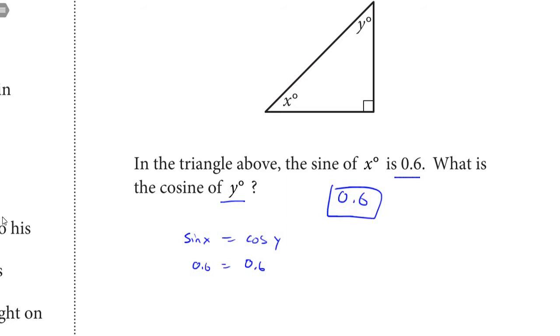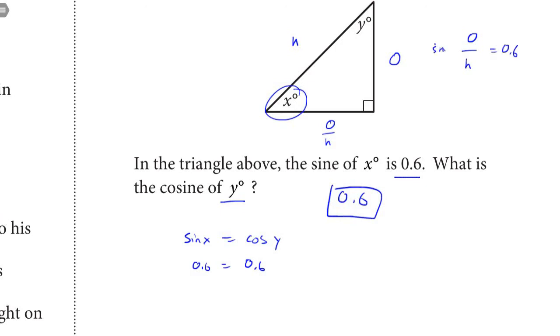So sine of x, and we know that sine is opposite over hypotenuse. So which is the opposite side of this x? It is this one, and the hypotenuse is this side, right? So the sine of x, the opposite over the hypotenuse, that ratio is equal to 0.6.